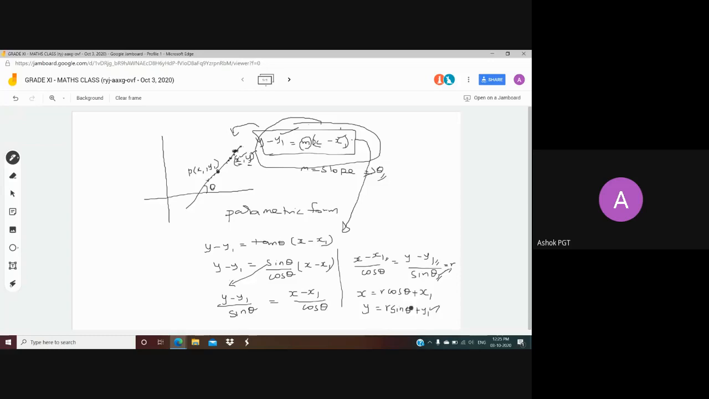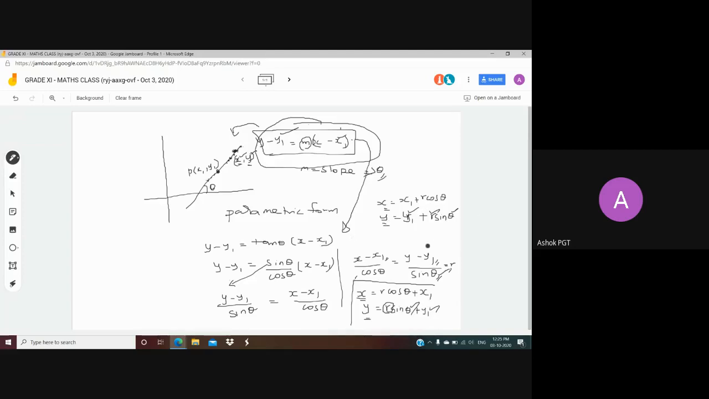y1 is given in the question, theta is given in the question. The only thing is we have to calculate r. Sometimes even this r value will be given in the problem. So this is called the parametric form of the equation. x is equal to x1 plus r cos theta and y is equal to y1 plus r sin theta. If theta, y1 and r are given, we can find out the coordinates. When we solve problems you will get more idea about it.